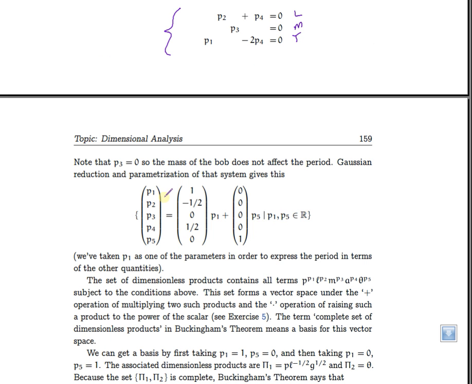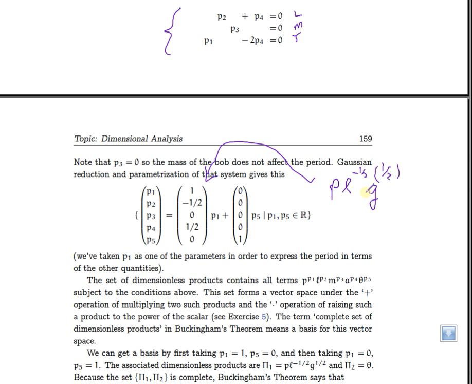So what we have here is two vectors span the set of dimensionless products. What does this vector represent? Well, the first component was the power of the period. So we have P to the 1. The second component was length. So that's L to the minus 1/2. Third component, don't remember what that was. Fourth component, that was g. That was g to the 1/2. Okay. So this is one of my dimensionless quantities, which corresponds to this.